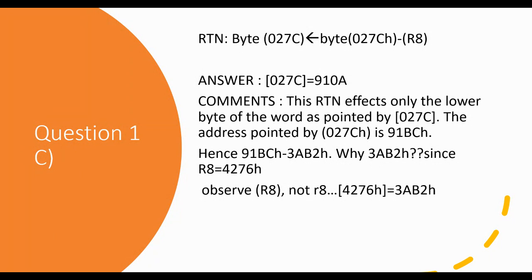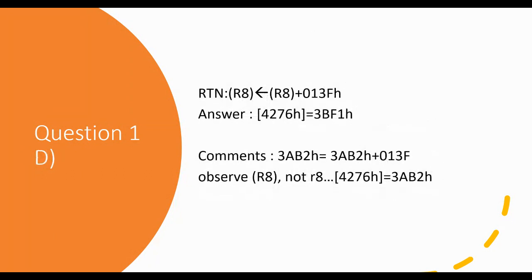Since the upper byte is 91, you do not touch the 91. You only affect the lower byte. The B and C is replaced with whatever you calculated, and the lower byte is replacing this BC. You get 910A. So use back whatever you learned in the previous 3 questions, you'll be able to solve this.